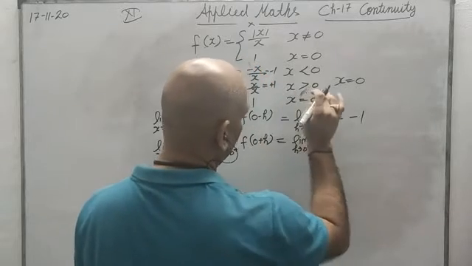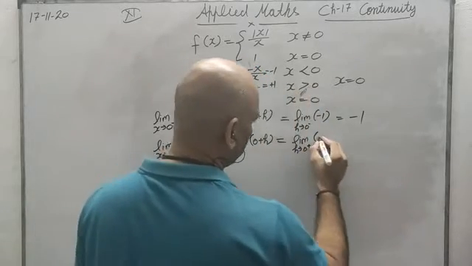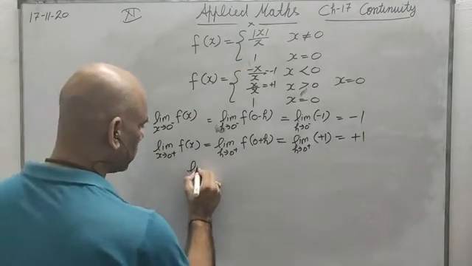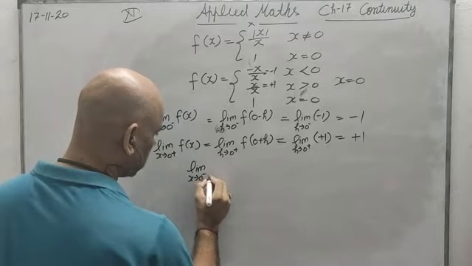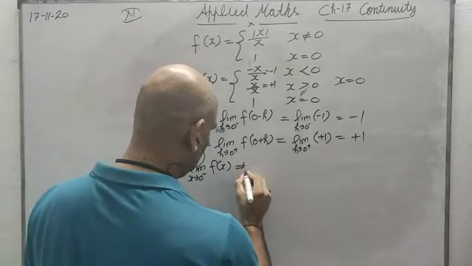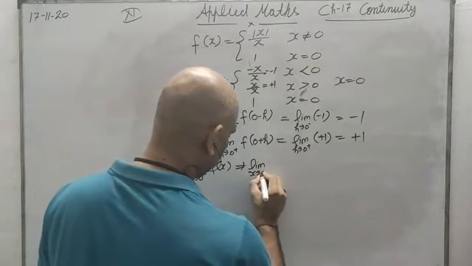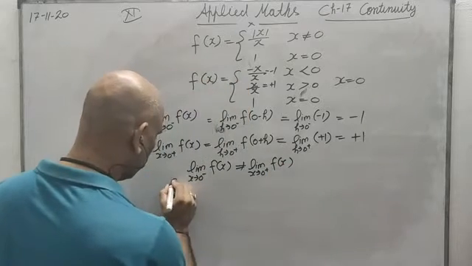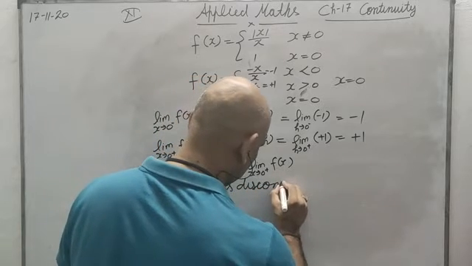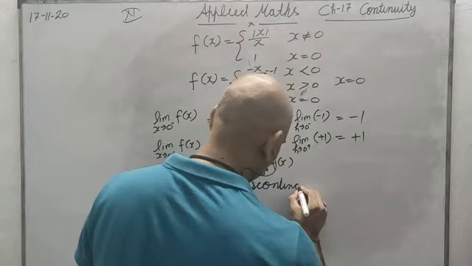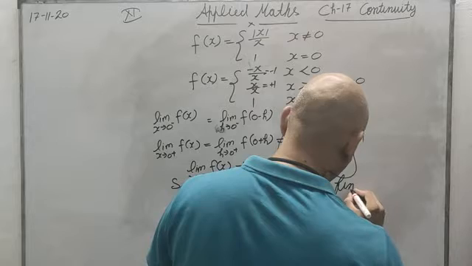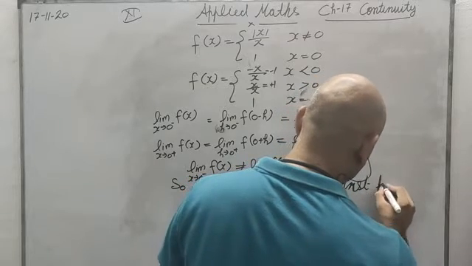The value of the function when x is greater than 0 is positive 1. So we come to know that left hand limit is not equal to right hand limit. Hence the function f(x) is discontinuous of first kind. Discontinuity of first kind it is.